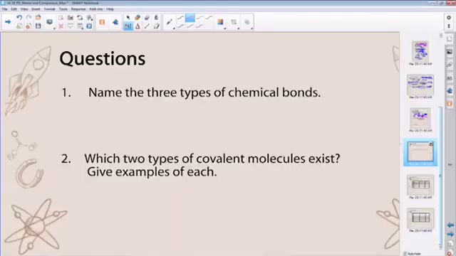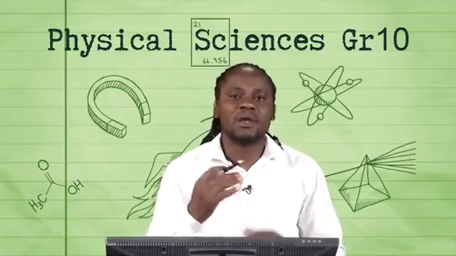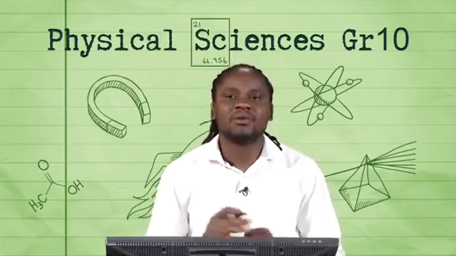Name the three types of chemical bonds, okay? And then again, which two types of covalent molecules exist? Give examples in each case. Right, I'll give you 3 minutes to try and respond to those two. Then quickly we shall do our feedback. Let's go for it, guys.